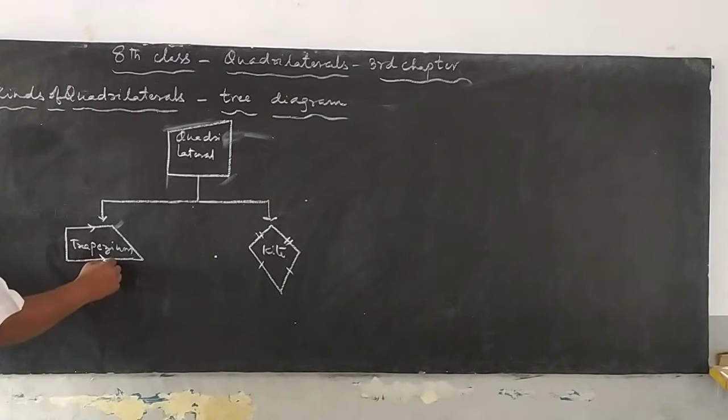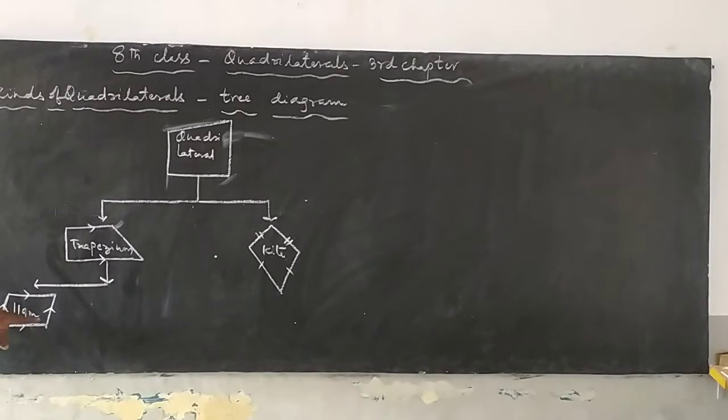Now, if the trapezium is segregated, we get two types of diagrams. One is parallelogram, a quadrilateral in which both pairs of opposite sides are parallel. This side and this side are parallel. This side and this side are also parallel. That obtained diagram is said to be what one? Parallelogram. Don't think otherwise.